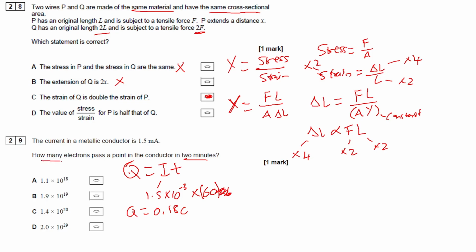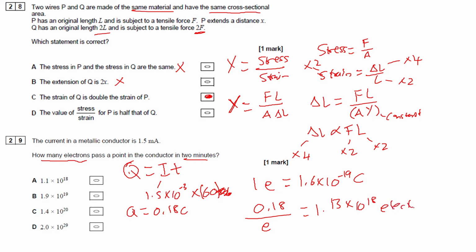But they've asked us how many electrons that is. So remember, one electron has a charge of 1.6 times 10 to the minus 19 coulombs. So if I have 0.18 coulombs, just divided by the charge of an electron, you get 1.13 times 10 to the 18 electrons. So that matches with A.